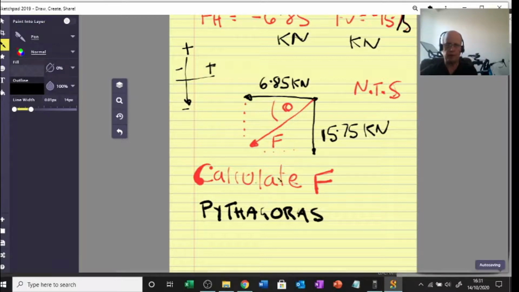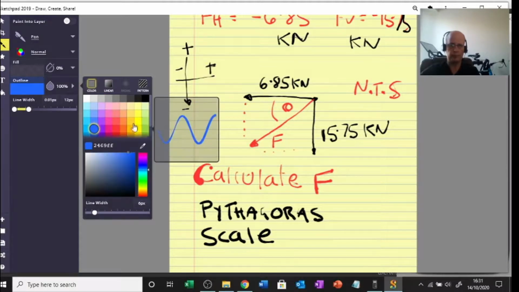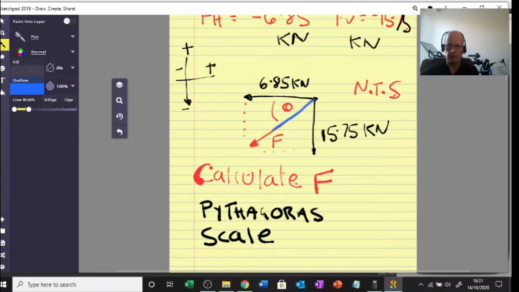Because there's a triangle. If you look, it's just a triangle. Or you could scale draw it, which you can if you want. I'm not going to. So if you look on here, when we use Pythagoras, here's my triangle. I'm going to draw it in a bit. That's the triangle. There's that f, this line here and this line here. That's all we're going to be doing.